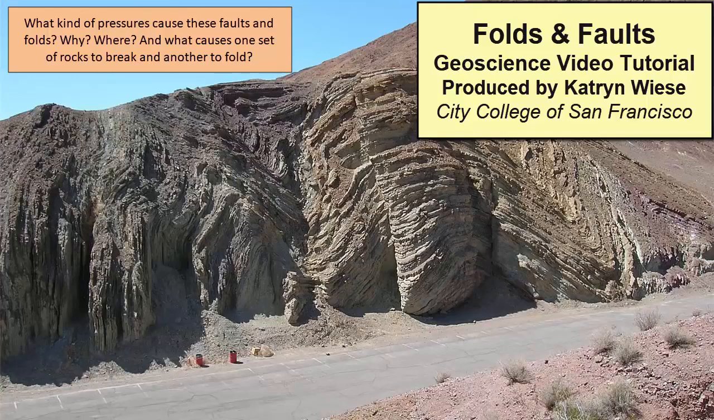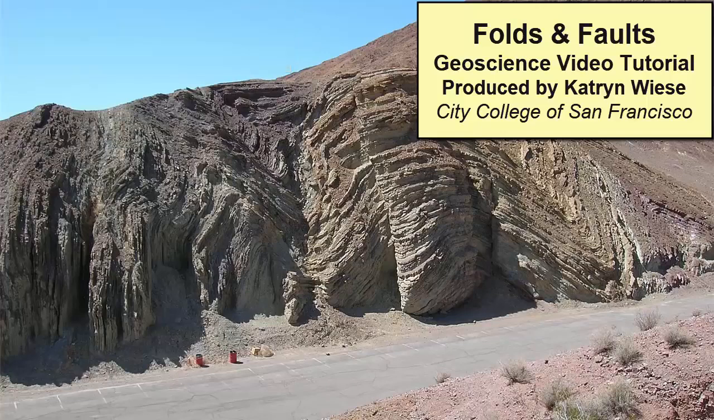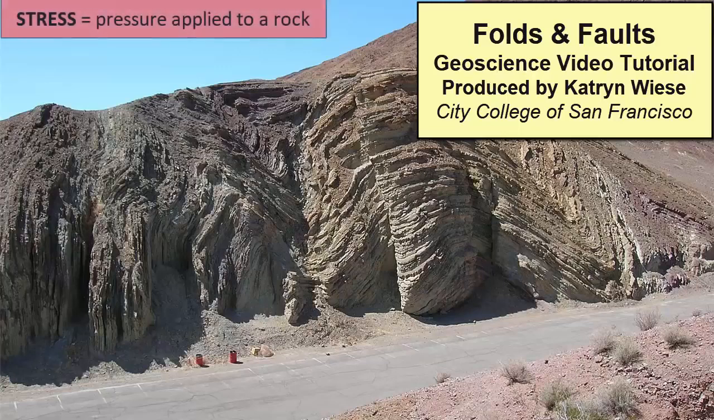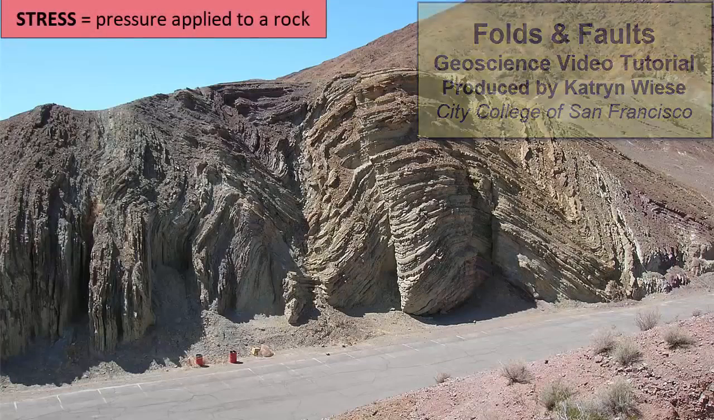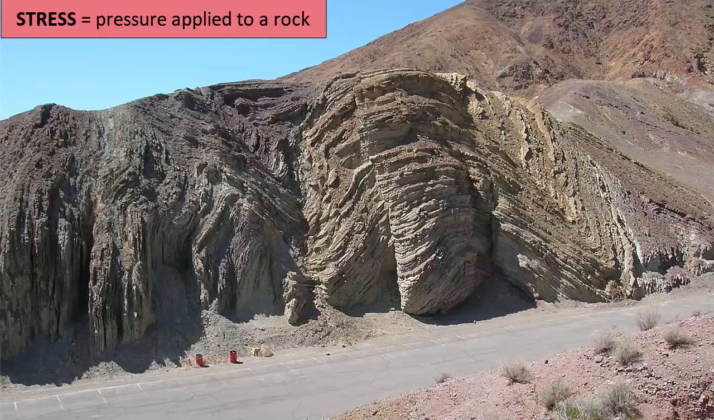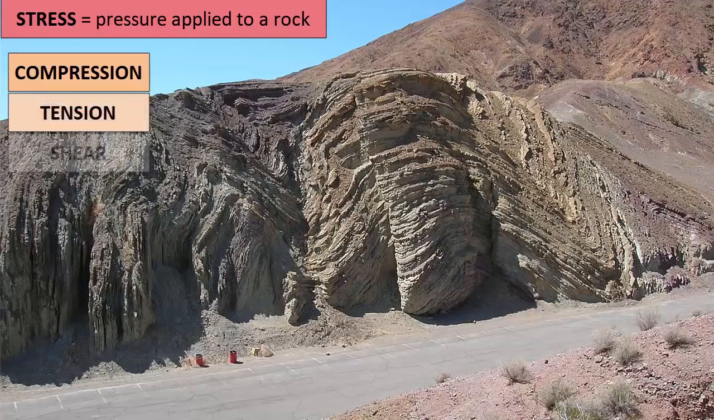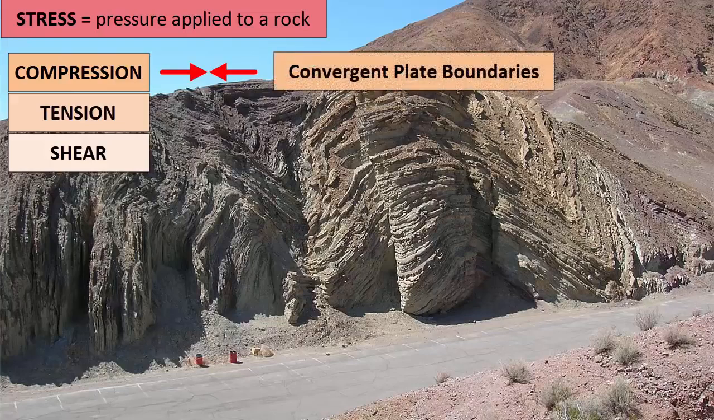In this video tutorial, we will explore the causes and consequences of pressure applied to rocks, a term known as stress. First, let's examine more closely the three types of pressure or stress that can be applied to a rock: compression, tension, and shear. When rocks are compressed, they are squeezed. Compression happens at convergent plate boundaries, where plates are pushed toward each other, and the crust and plates get thicker.